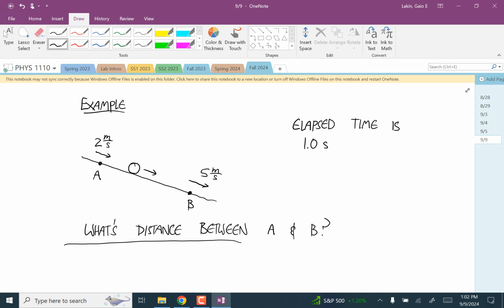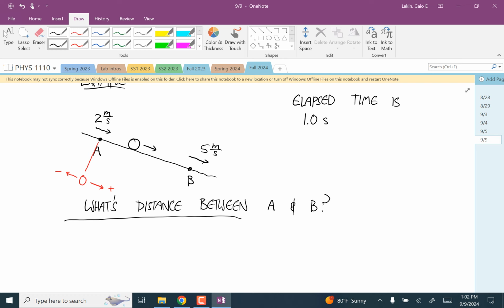So the first thing we have to do is make those 4 choices. Let's make this our 0 and make this our positive direction.